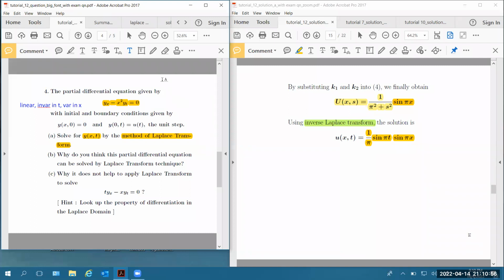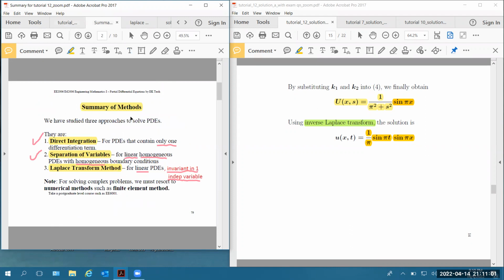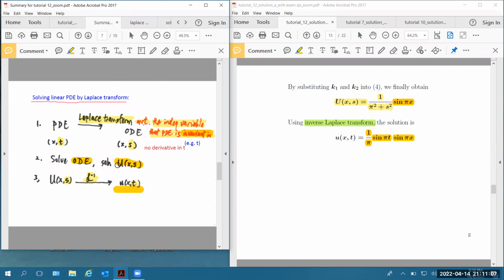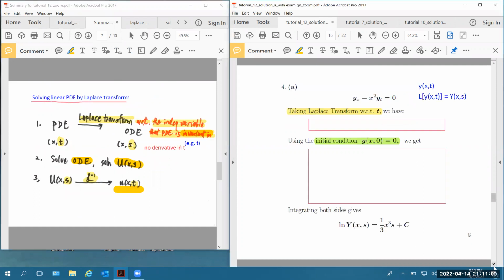Okay, so now we are going to apply this Laplace transform method. Here is the summary of our method. Let's go and do Laplace transform to the whole equation. You see the equation here. This is a partial differential equation, right? Let's get our notation correct first. Our unknown function is a small y(x,t), and after Laplace transform with respect to t, I will call it capital Y(x,s).